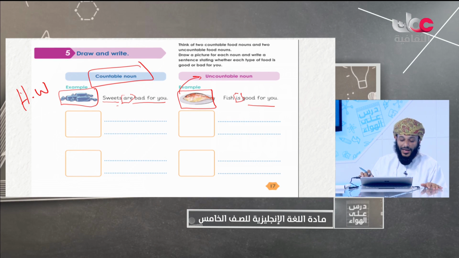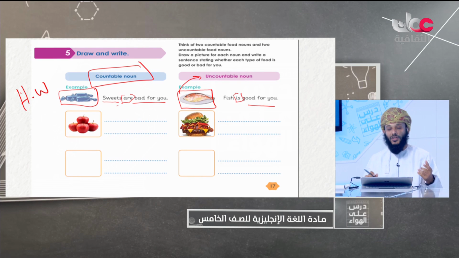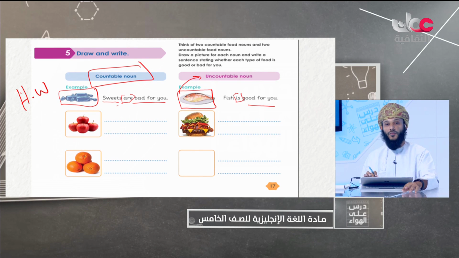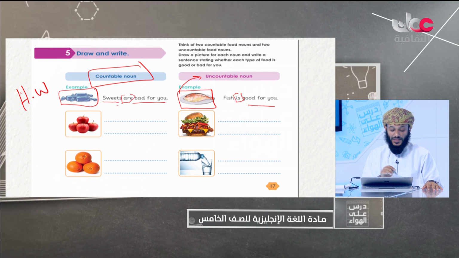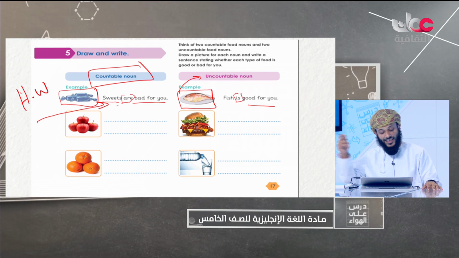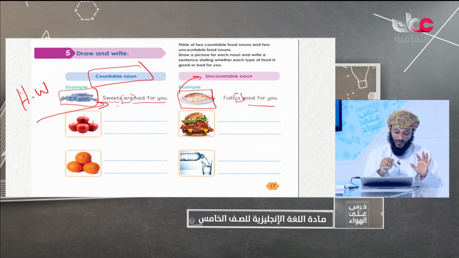Now, I've put here some pictures, like a picture of apples, a picture of burger, a picture of orange, and a picture of water. I want you at home to write some sentences about these pictures using the same style. Okay, like sweets are bad for you, fish is good for you. Now talk about apples, burger, orange, and water.